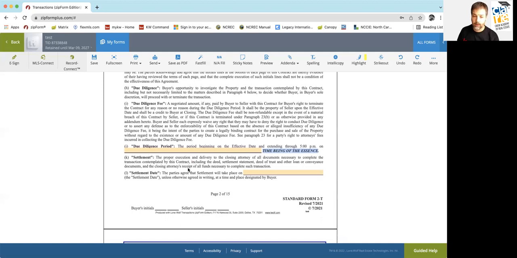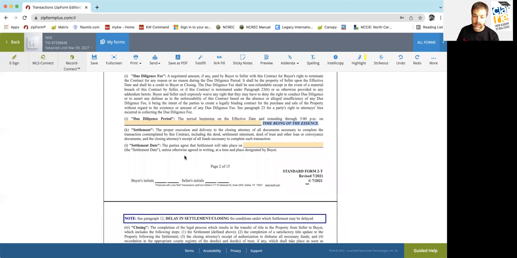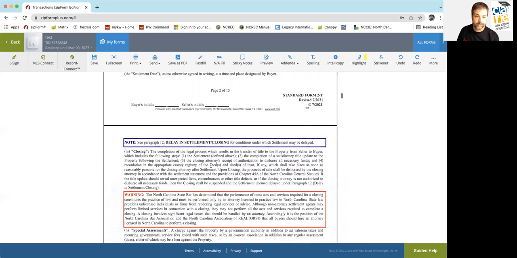Settlement is what we're going to refer to as the day everyone comes and closes. We call it closing. And closing is when we're actually on record, but settlement is the time in which everyone comes together and signs all the documents. That settlement date should be included here, and give yourself plenty of time to make sure that you can get on the books with an attorney.